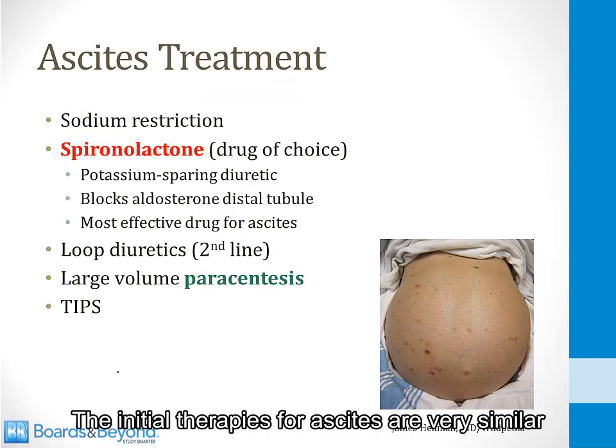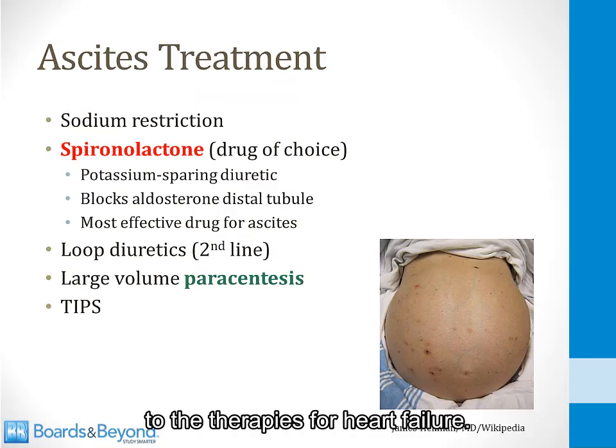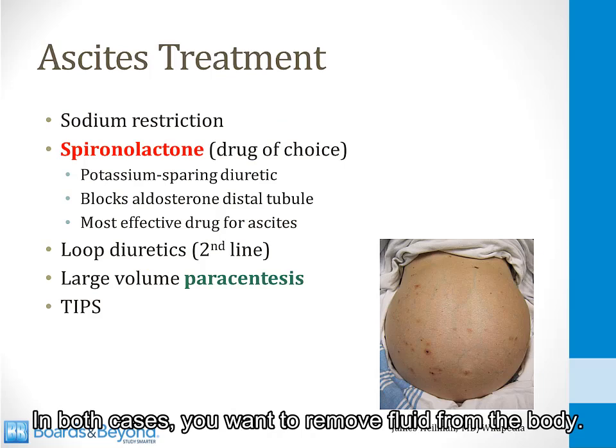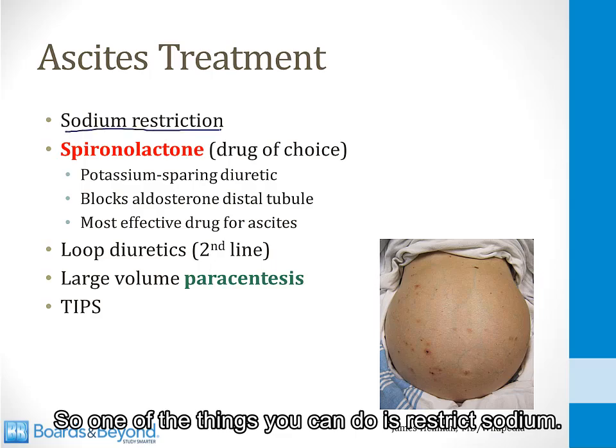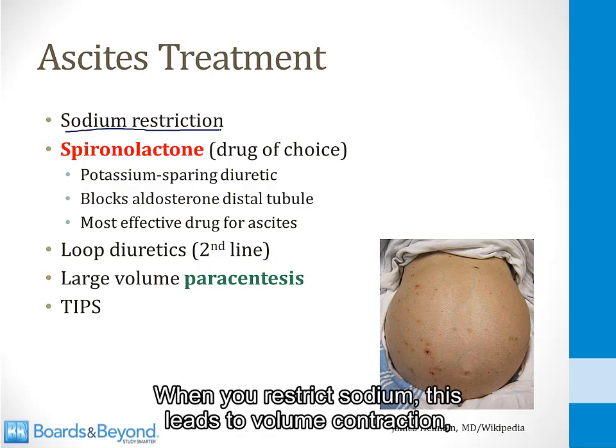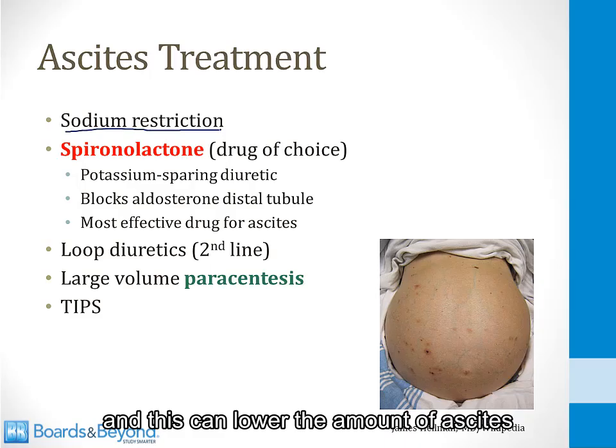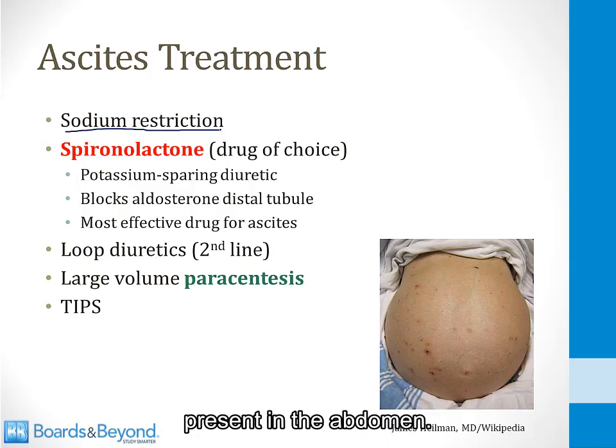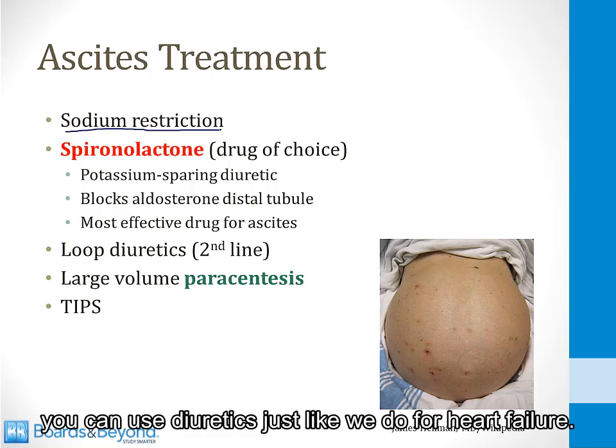The initial therapies for ascites are very similar to the therapies for heart failure. In both cases, you want to remove fluid from the body. So one of the things you can do is restrict sodium. When you restrict sodium, this leads to volume contraction, and this can lower the amount of ascites present in the abdomen. Beyond sodium restriction, you can use diuretics, just like we do for heart failure.